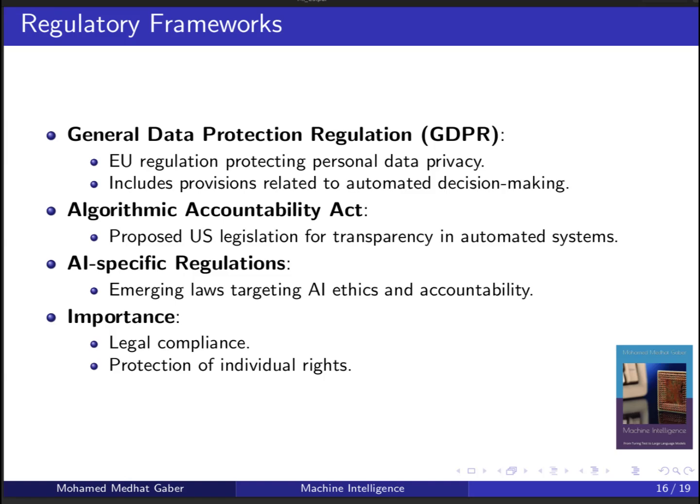One prominent example is the General Data Protection Regulation (GDPR), enacted by the European Union. The GDPR is a comprehensive data protection law that governs how personal data is collected, processed, and stored. It has significant implications for AI systems, particularly those that involve automated decision-making processes. Under the GDPR, individuals have the right to understand and challenge decisions made by AI, and organizations are required to implement appropriate safeguards to protect personal data.